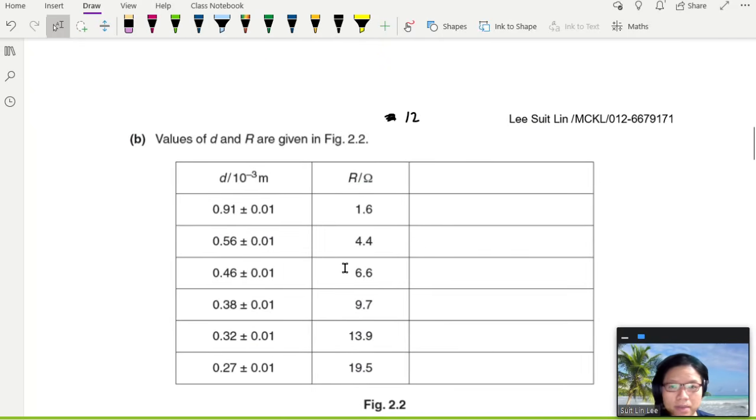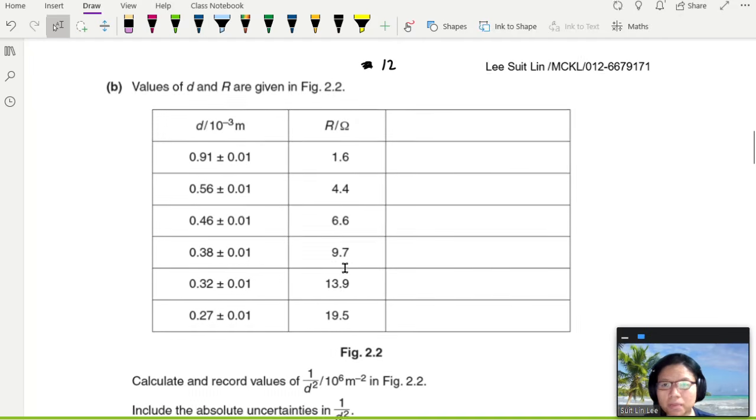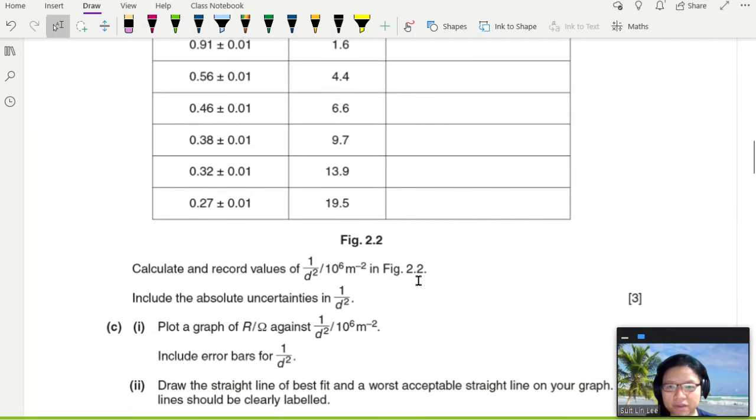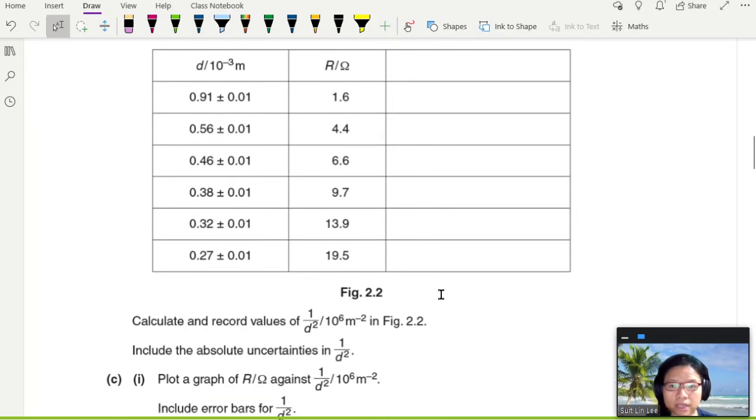Now this is what I meant from the intro video by you will be given data. Don't worry. Okay, so the table is always partially complete and you have to complete everything. Calculate and record the values for this in figure 2.2. So you can see, right, this table header is empty. So you are expected to transfer this detail to here.